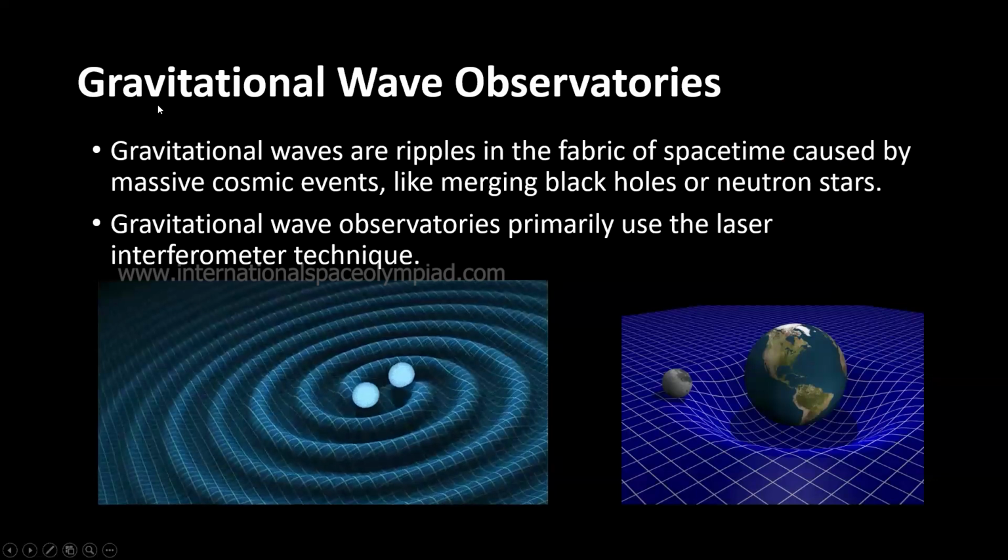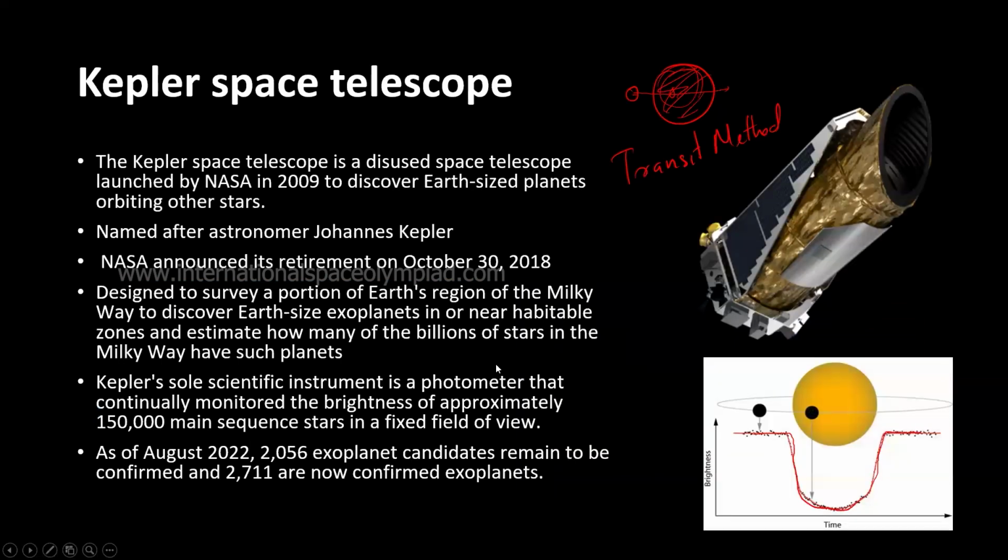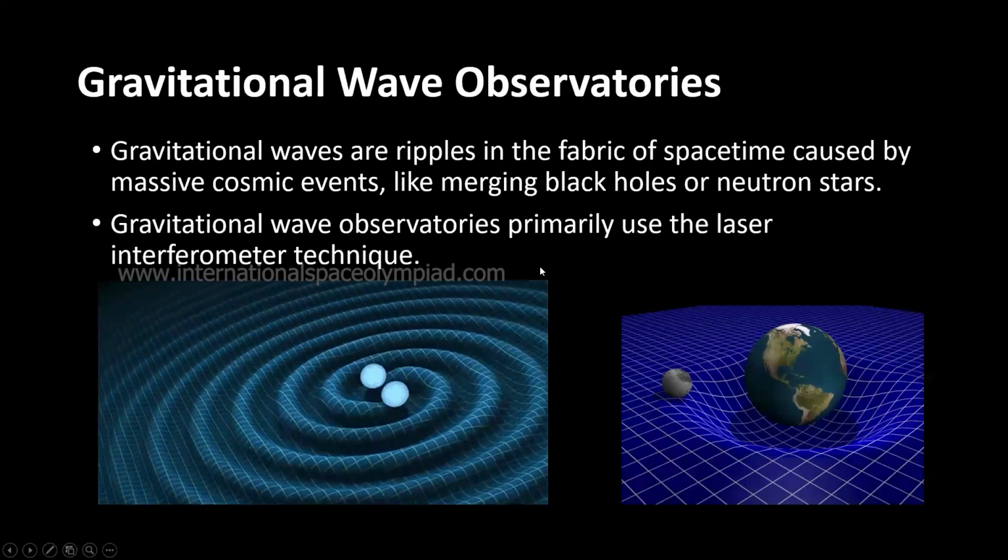So, gravitational waves. Whatever we were discussing till now is something like light, or simply the electromagnetic spectrum. So that we discussed. Other than this light, there are some other things actually coming from space. One such example is the gravitational waves.